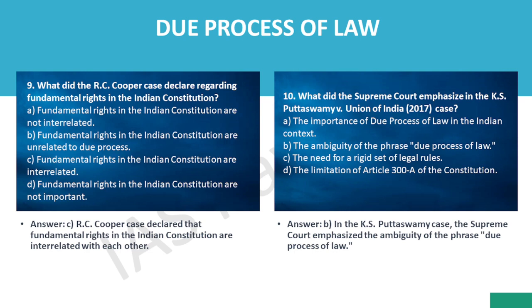10. What did the Supreme Court emphasize in the K.S. Puttaswamy v. Union of India, 2017, case? A. The importance of due process of law in the Indian context. B. The ambiguity of the phrase due process of law. C. The need for a rigid set of legal rules. D. The limitation of Article 300A of the Constitution. Answer: In the K.S. Puttaswamy case, the Supreme Court emphasized the ambiguity of the phrase due process of law.